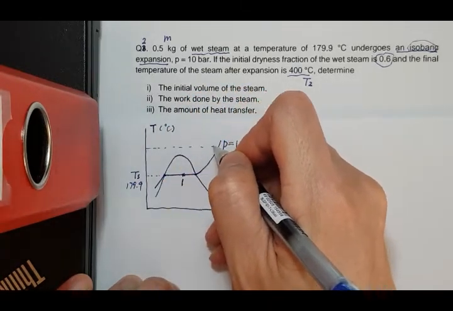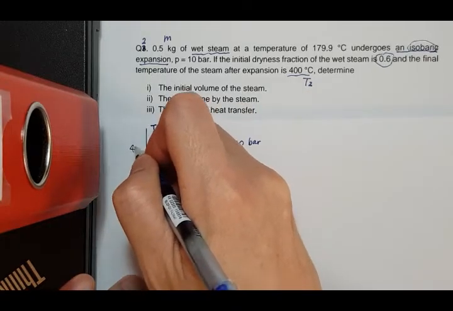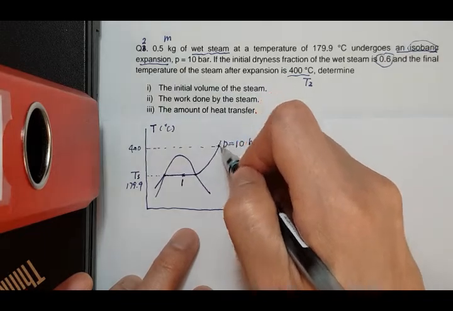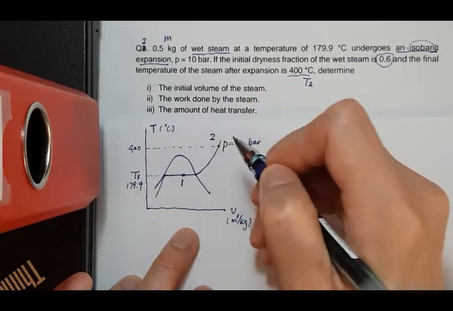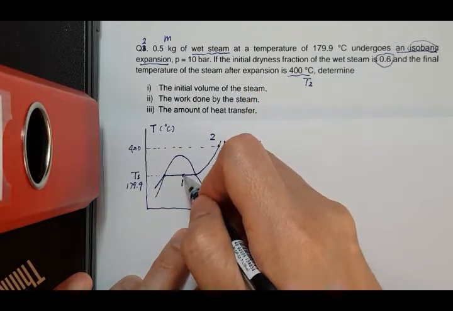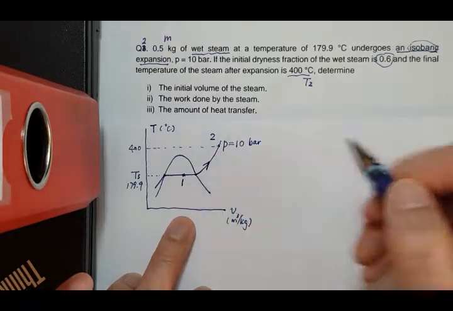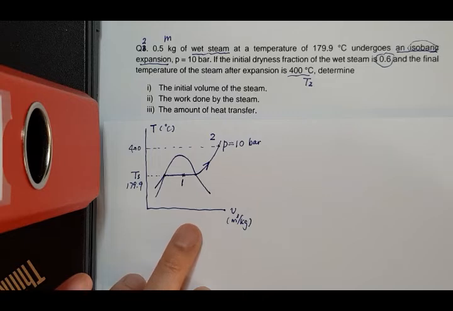Okay, so let's assume that this is 400. So this is our end point, which is 2. And the process is from 1 to 2. So I can probably put an arrow on it to show what the process looks like.